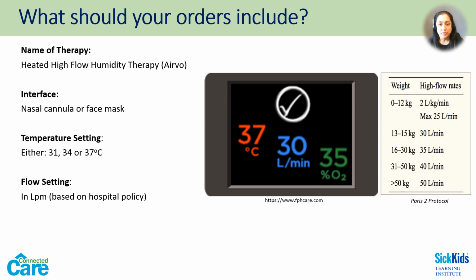The handy chart on the right corner here is based on the PARIS 2 protocol, which is a multi-center randomized trial to investigate early high-flow nasal cannula therapy in pediatric acute hypoxemic respiratory failure. Sometimes for flow there might not be an order, and sometimes with medical directives in place, RTs for example may have the flexibility to choose a starting point. Oxygen prescription, 0.21 or a target saturation.